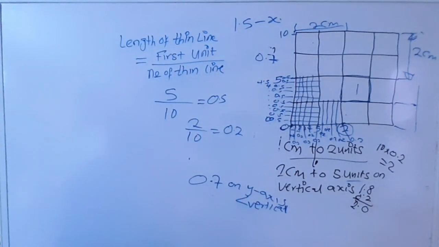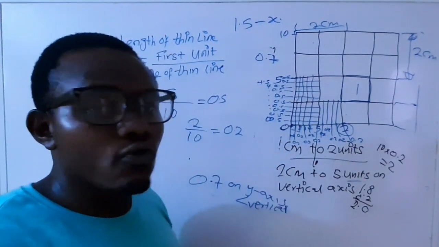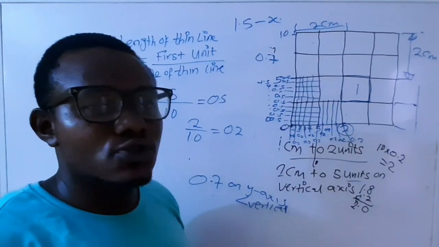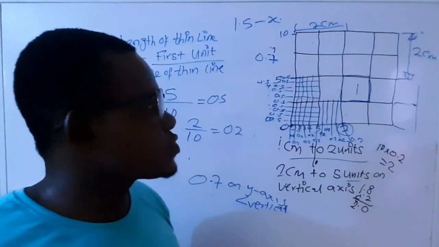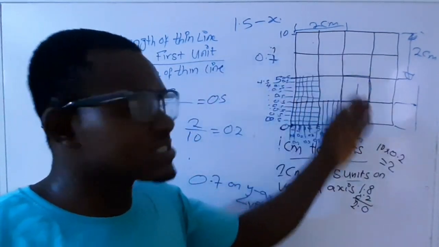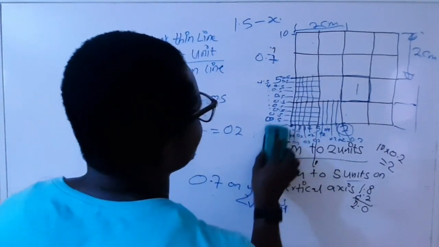So this is how you'll be able to split your graph, to look for any value you are asked to get or you want to locate on the graph. So you can apply this formula. Before that, let me do a quick final one.